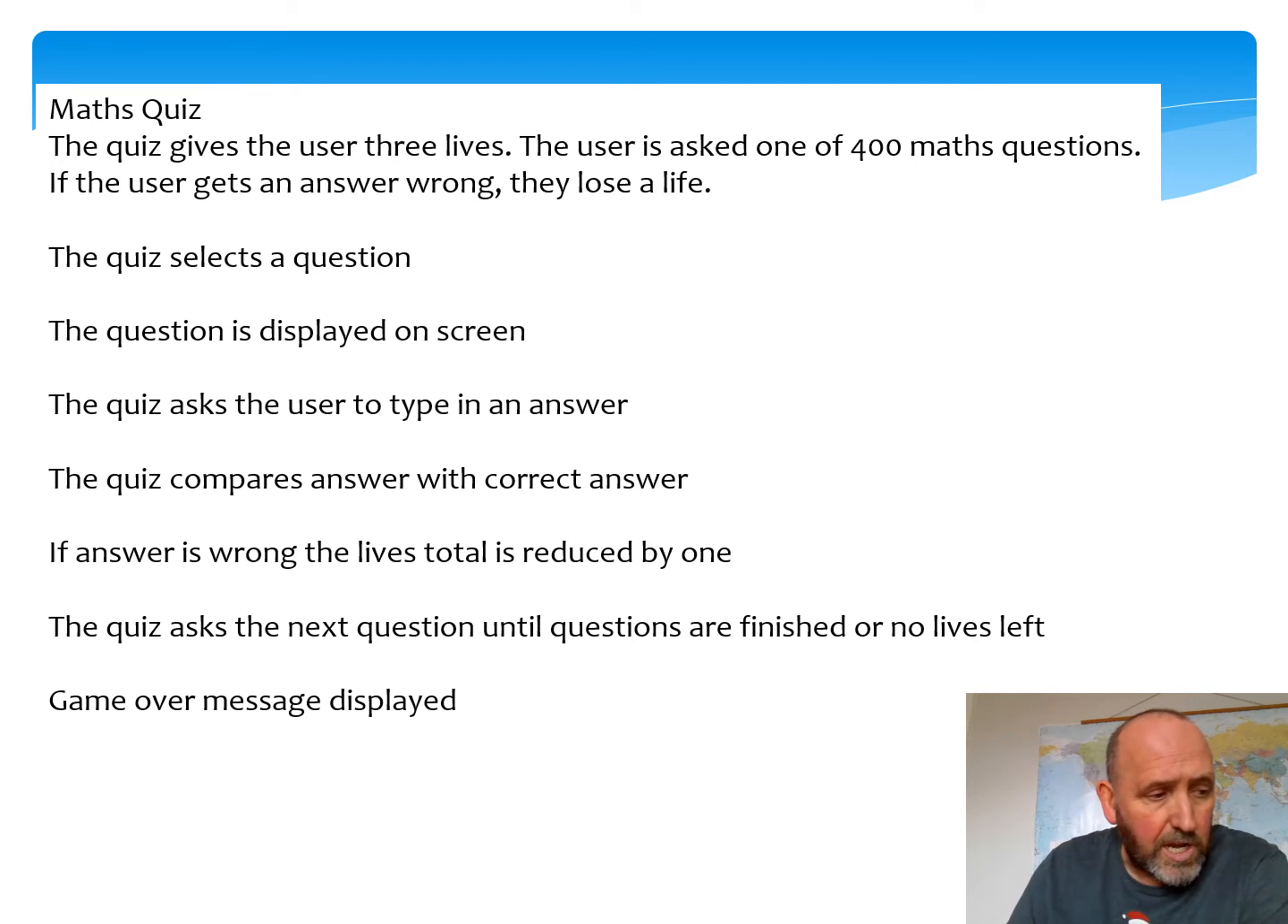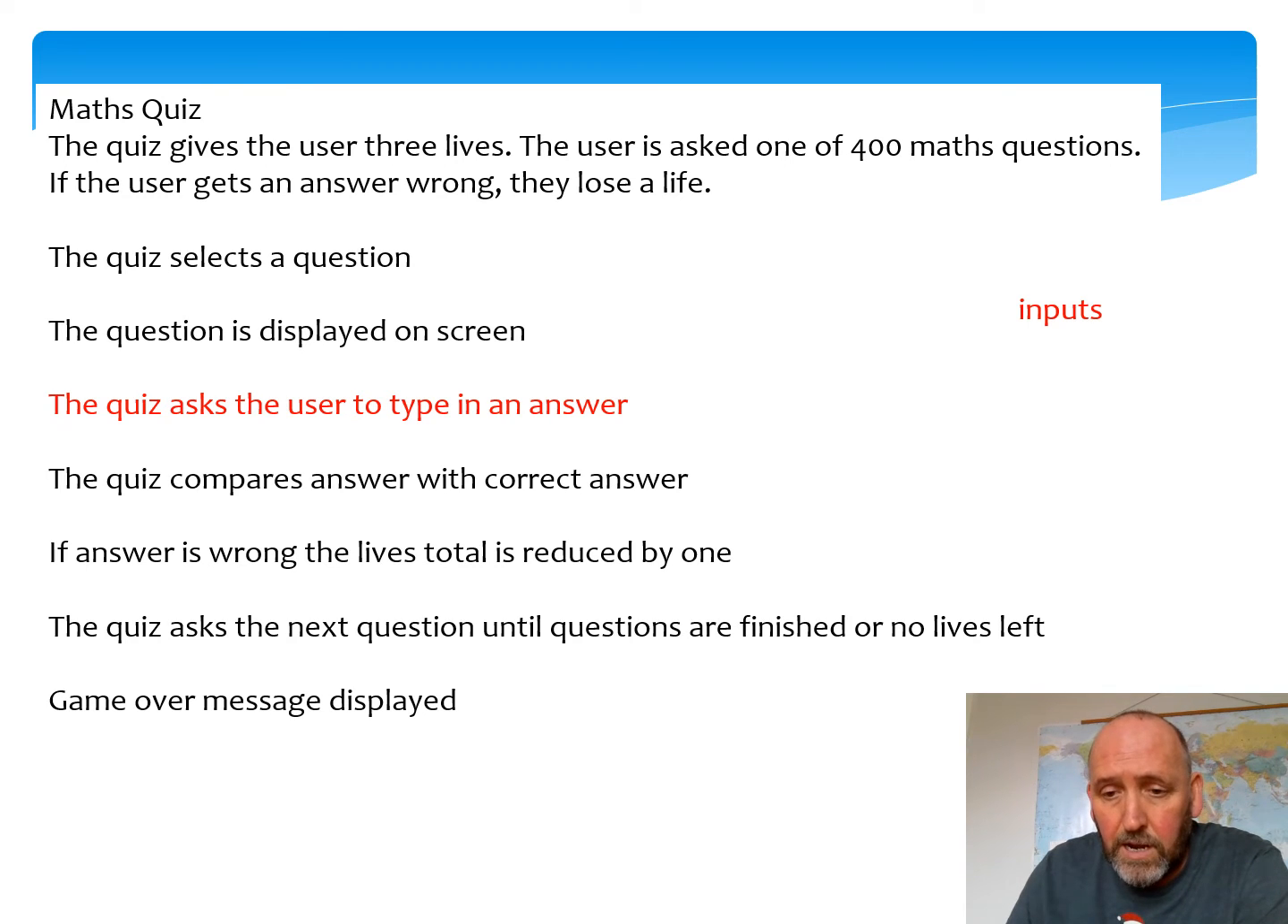Now, here's a description of what actually happens when the program runs. The quiz selects a question. The question is displayed on screen. The quiz asks the user to type in an answer. The quiz compares the answer with the correct answer. If the answer is wrong, the lives total is reduced by 1. The quiz asks the next question until questions are finished or no lives are left. Game over message displayed. Pick out the inputs. Pause the video. The input is the question. The quiz asks the user to type in an answer, so the user types in an answer.